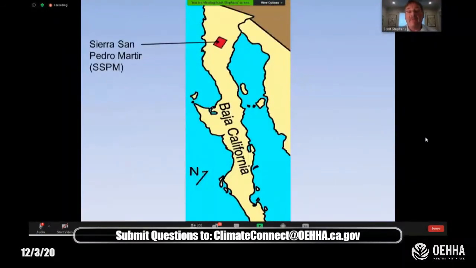Here's a place, the little red dot or the red square. This shows you where the Sierra San Pedro Mártir is on the Peninsular Mountain Range. You can drive there in about 6 hours from San Diego. It's a national park. If you ever want to see this place, I encourage you to go. It's pretty amazing. I've been going down there about 25 years now.